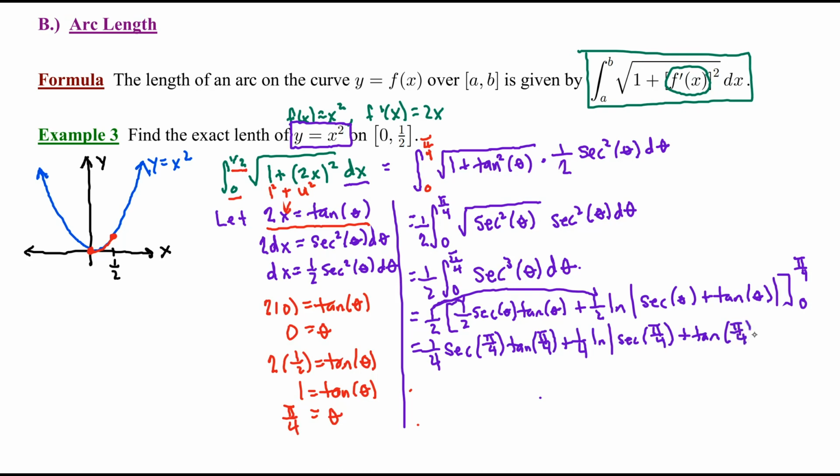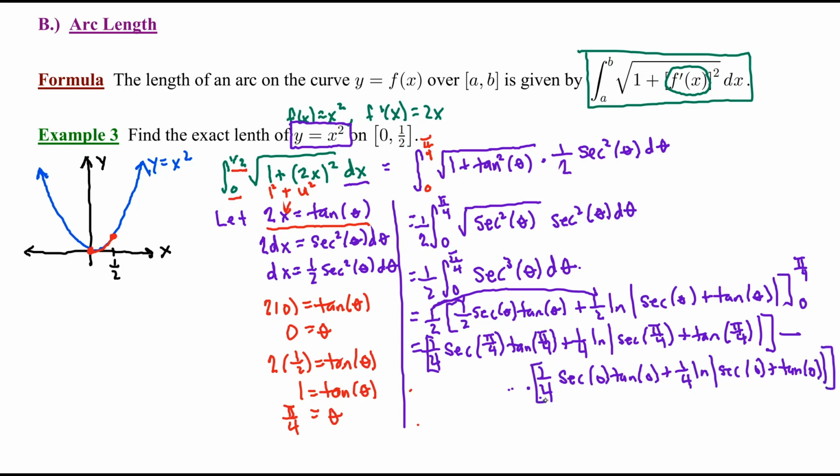So that is our upper limit plugged in. Now we're going to subtract our lower limit plugged in. So plugging 0 in, we have 1/4 secant 0 tangent 0 plus 1/4 natural log of the absolute value of secant of 0 plus tangent of 0. And that is our lower limit.